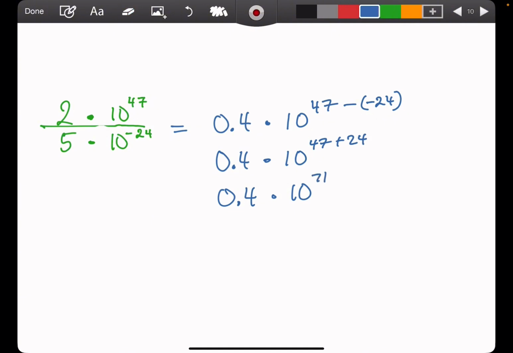71. Now, is this a scientific notation? No. How do we fix this to scientific notation? Can you help us fix it? Move the decimal to the other side. To the other side, right? So it becomes 4 times 10 to the power of 71.